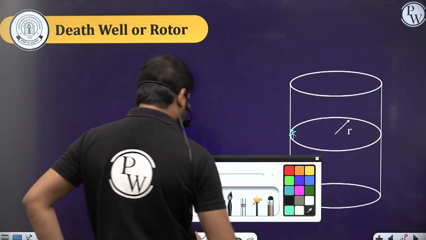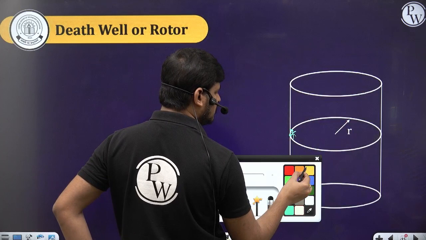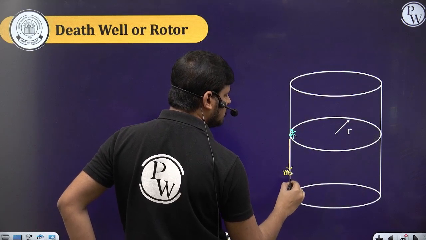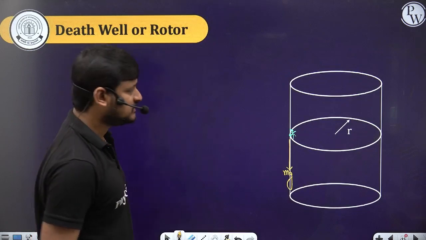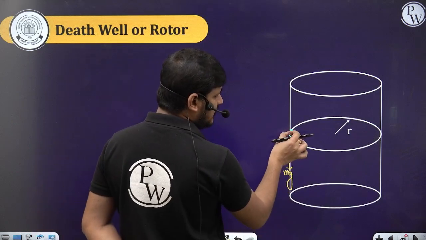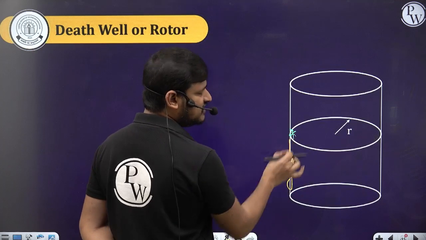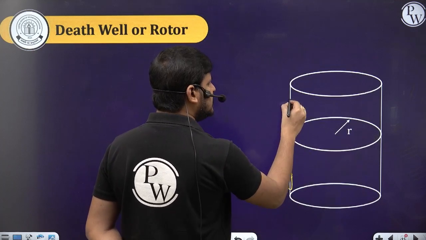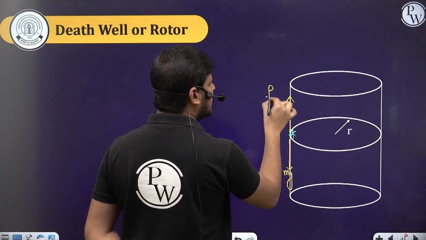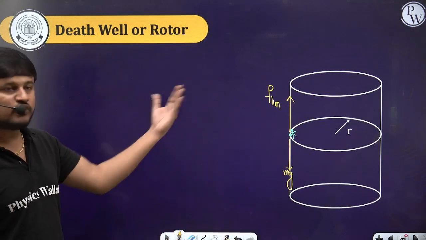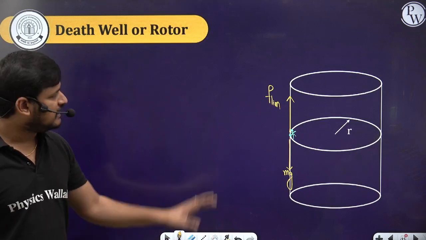So then what are the forces acting on this person? His own weight will act downward, mg. Yes. So there is a chance that he may fall downward, right, because of his weight. So then obviously the friction should act upward. So the friction should act upward. It should oppose the relative motion, right?